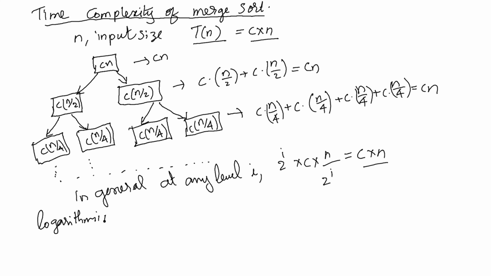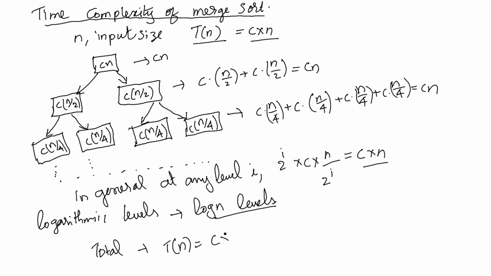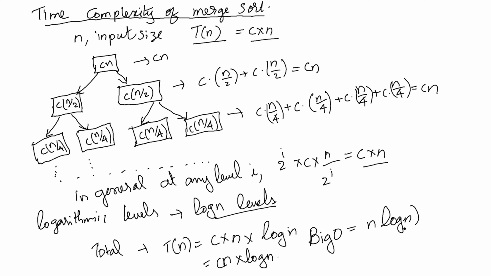Here the tree will have log n levels because at each level the input size is divided by 2, and it continues until the last level has input size 1, making it logarithmic. So in the last video we mentioned the logarithmic sequence. So the total time complexity will be the addition of the time complexities at each level, meaning T of n equals C into n into log n. After ignoring the constants, we can say that T of n is equal to n log n. So the Big O notation of merge sort is O of n log n.